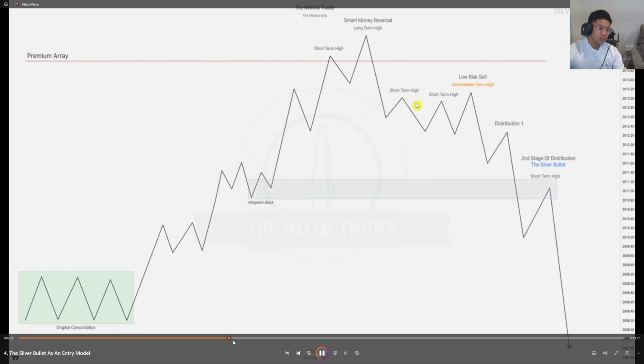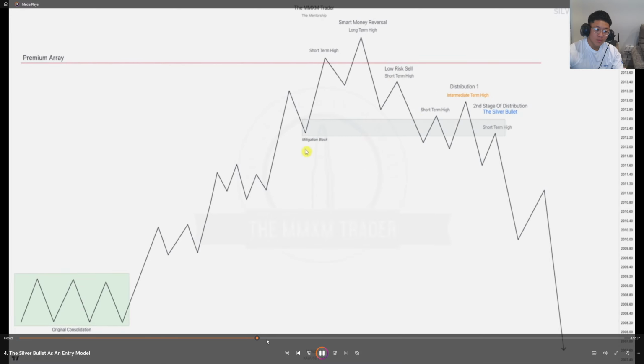Looking at it from a different perspective, option number 2. Again, we drop lower, breaking structure after that smart money reversal, right? Short-term high to the left, an intermediate term high, and then another lower short-term high to the right of it. Now we need to wait for that intermediate term high to be formed. Here's another schematic, and then that mitigation.